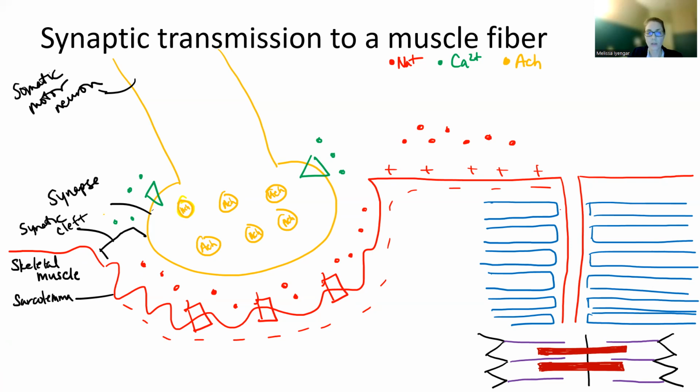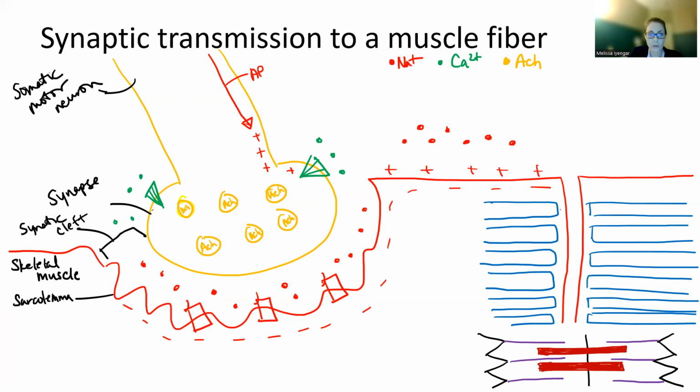We have lots of sodium on the outside, lots of calcium on the outside. Your brain or your spinal cord is going to send a message down your somatic motor neuron. And when it does, remember, an action potential is created. That action potential goes down the axon terminal, and as that positively charged message reaches our calcium voltage gated channel, our calcium voltage gated channels are going to open.